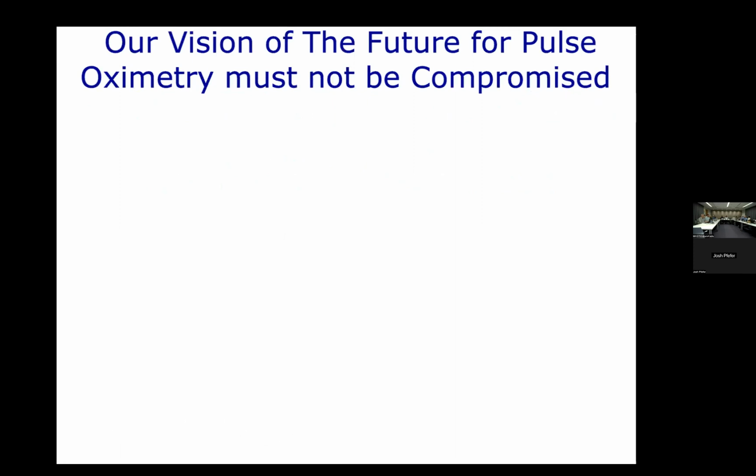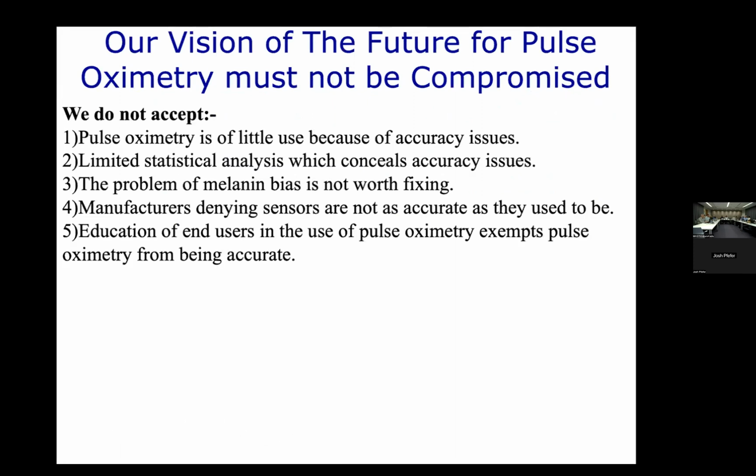Okay, next slide. Our vision of the future of pulse oximetry must not be compromised. We do not accept pulse oximetry is of little use because of accuracy issues. We do not accept limited statistical analysis, which conceals accuracy issues. We do not accept the problem of melanin is not worth fixing. We do not accept manufacturers denying sensors are not as accurate as they used to be. And we do not accept education of end users and the use of pulse oximetry exempts pulse oximetry from being accurate. Next slide.